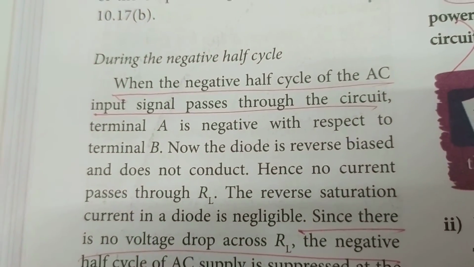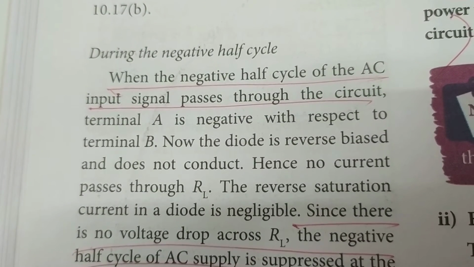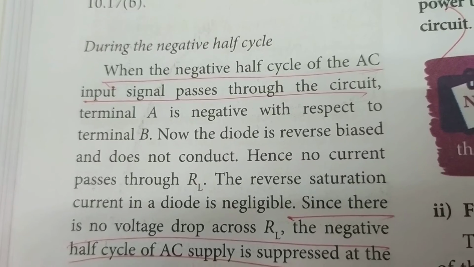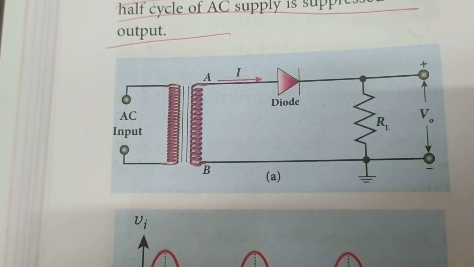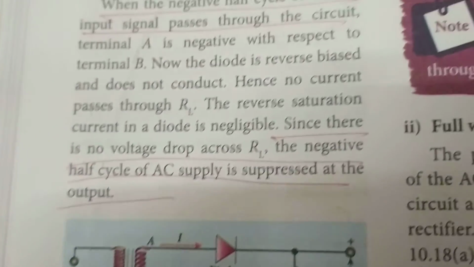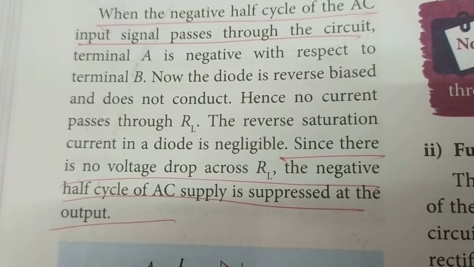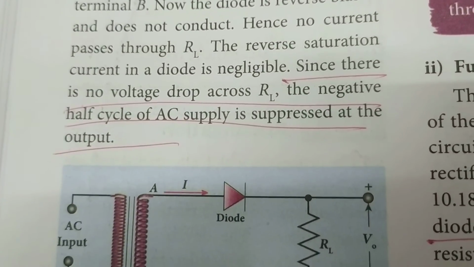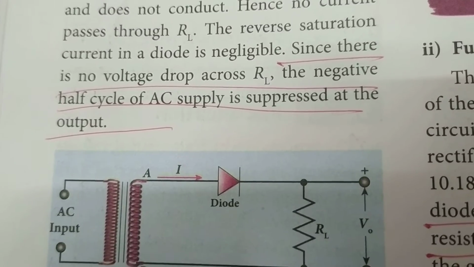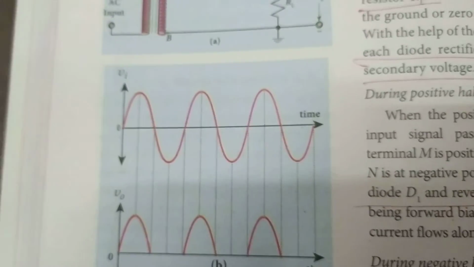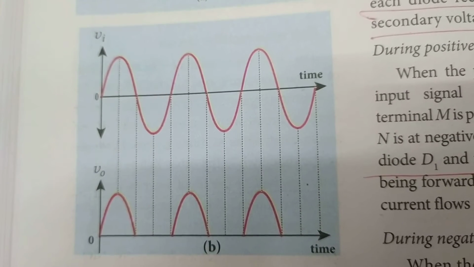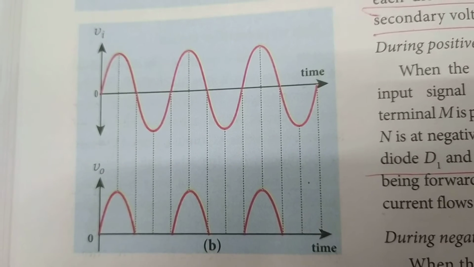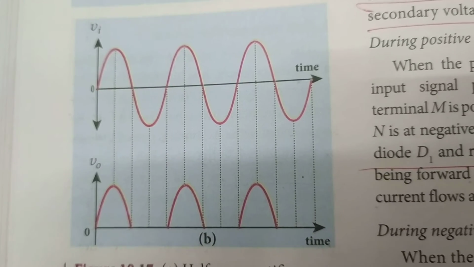What happens during the negative half cycle? When the negative half cycle of the signal passes through the circuit, terminal A is negative with respect to terminal B. In such a case, see this diagram. Now terminal A is negative, so the diode will not conduct. The diode is reverse biased. So there is no voltage drop across RL during the negative half cycle of the AC supply. There is no output during the negative half cycle and output only during the positive half cycle, so half of the wave is rectified. So it is called a half wave rectifier.